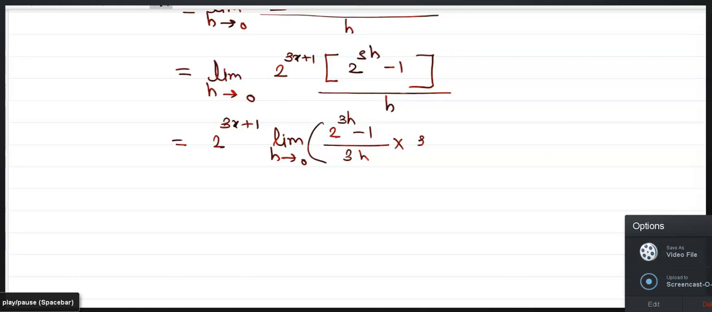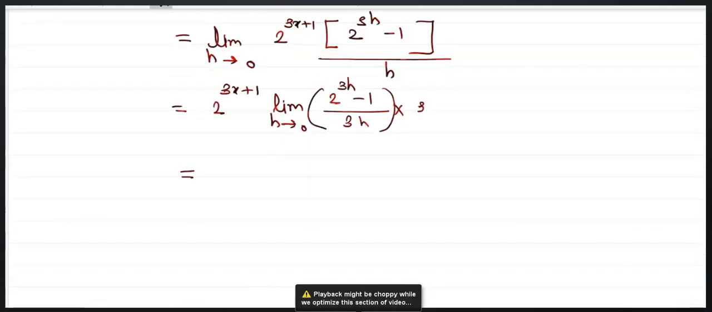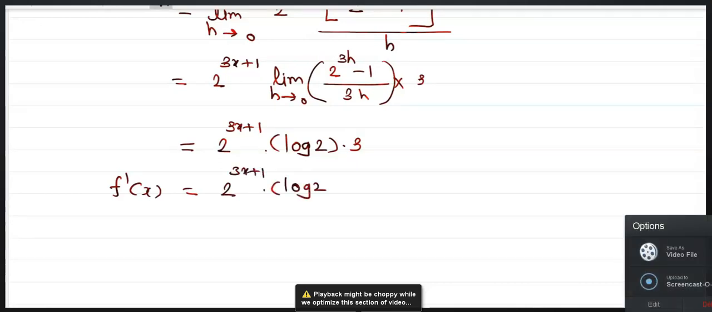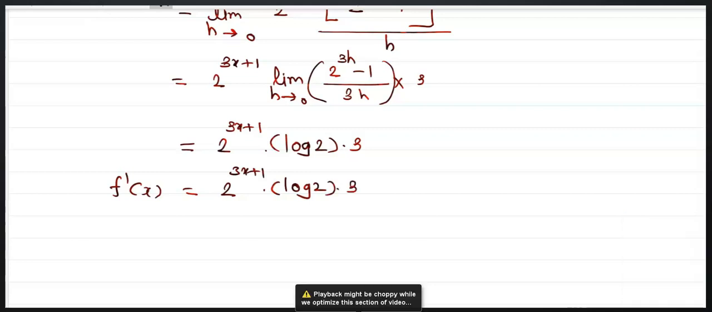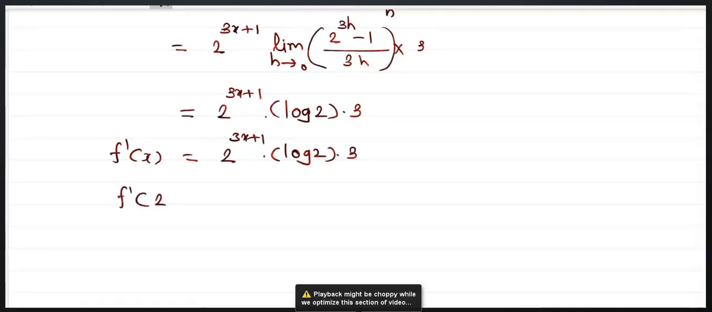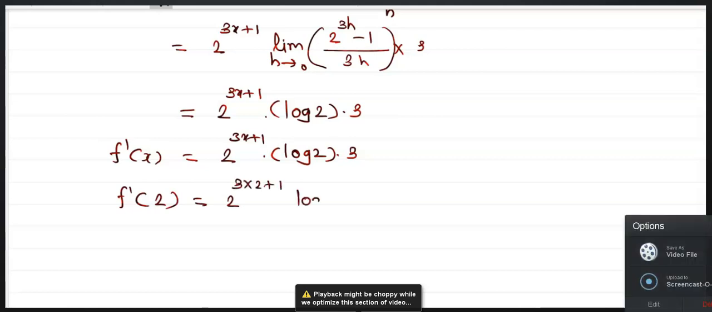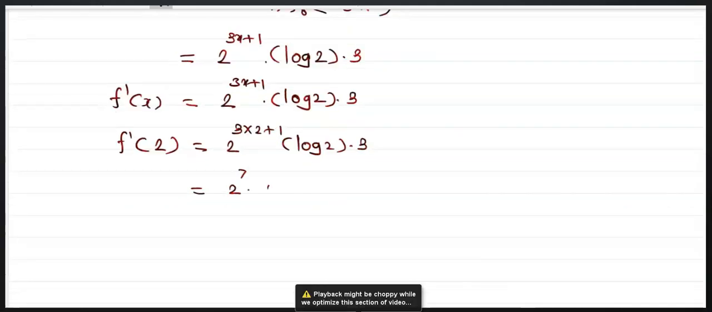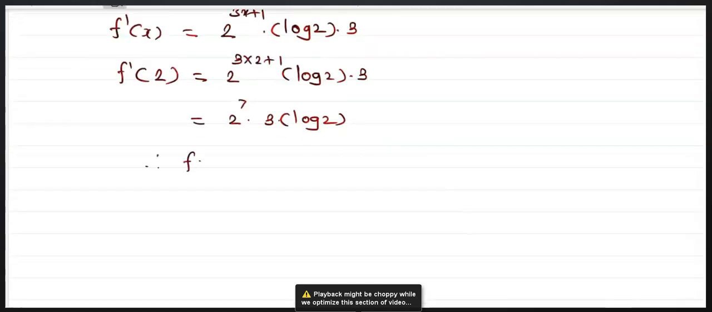That is 2 raised to 3x plus 1 into log of 2 into 3. This is the answer. f dash of x is equal to 2 raised to 3x plus 1 into log of 2 into 3. Therefore, f of 2 is equal to 2 raised to 6 plus 1, that is 7, log of 2 into 3. Therefore, 2 raised to 7 into 3 into log of 2. Therefore, f dash of 2 is equal to 2 raised to 7 into 3 log of 2.